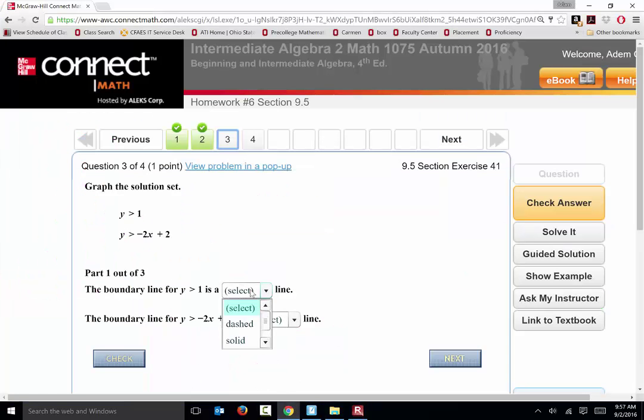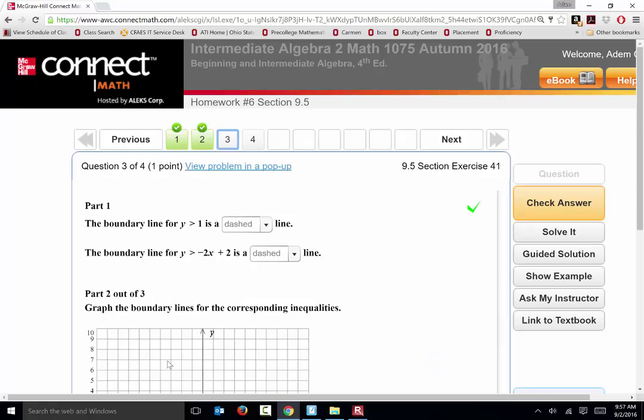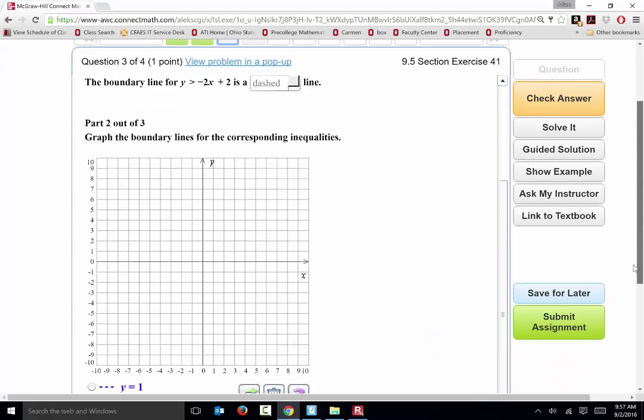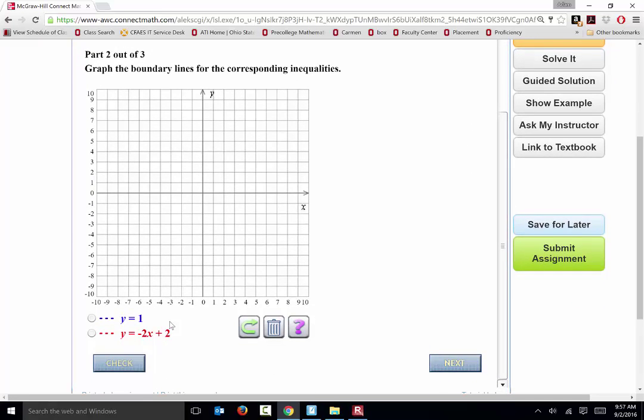Okay, boundary for this guy is dashed, boundary for this guy is also dashed, check. I need to graph each line. Y equal 1 is here, 1 point here, 1 point there, there you go. This guy, 2, 1, right? 2 and 1. Okay. Check.